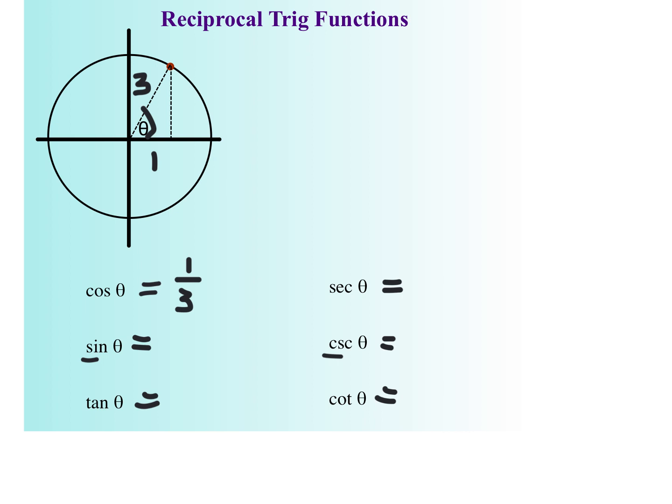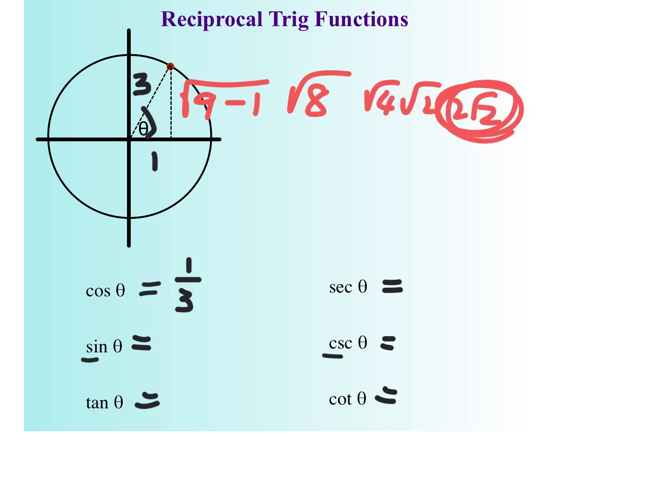Cosine is 1/3. Would you please figure out all the rest of them? The third side has got to come quickly by now. Square root of 9 minus 1, not the longest side, so I subtract: square root of 8. Simplify, root 4, root 2, 2 root 2. Who had 2 root 2 before I said it? Cool.